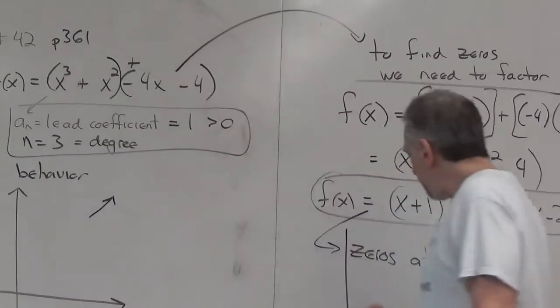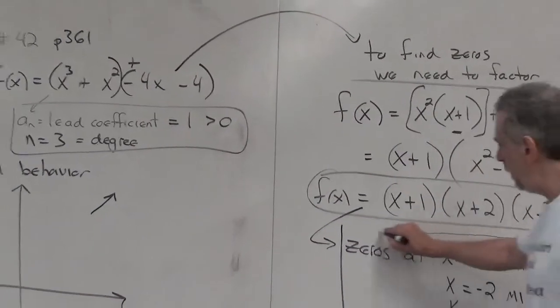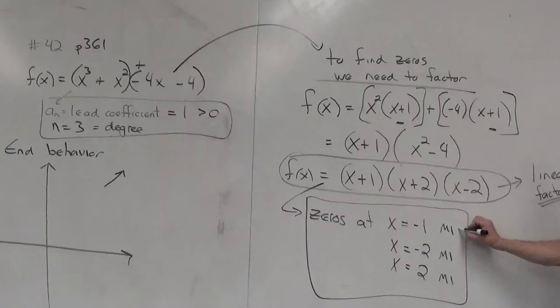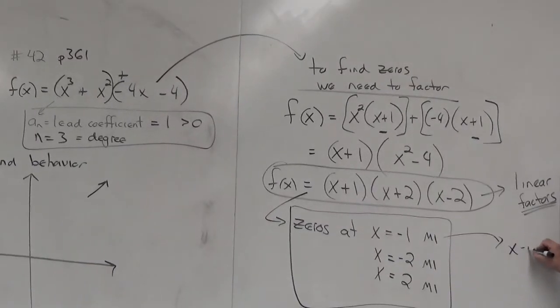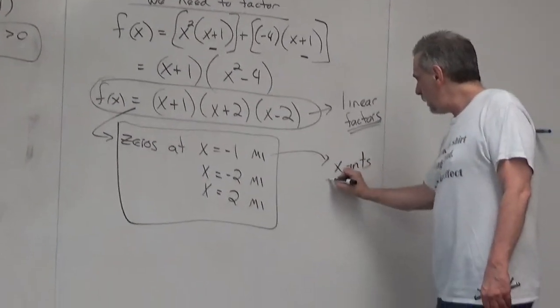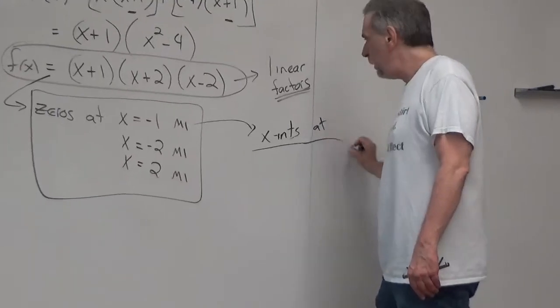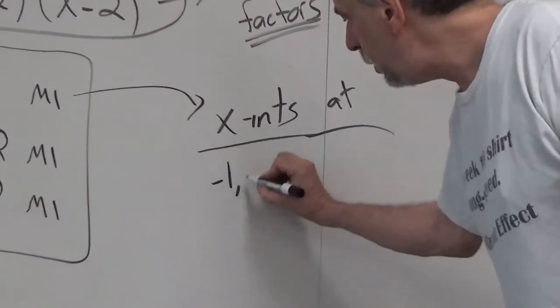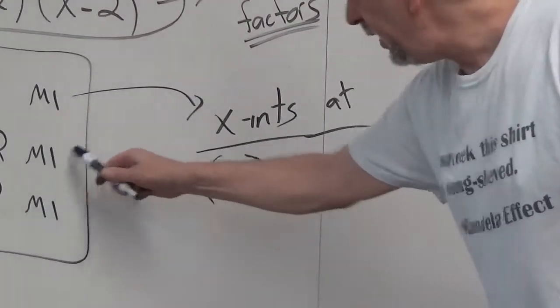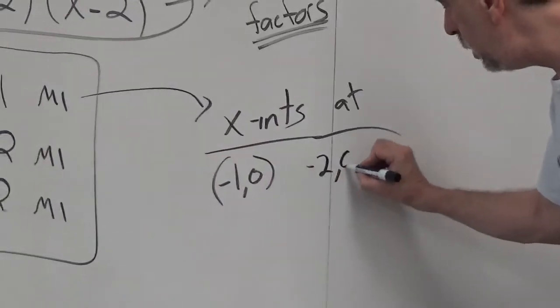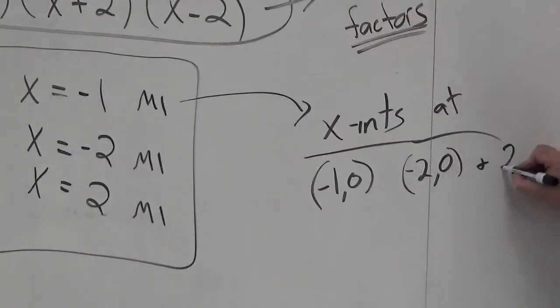So linear factors lead to the zeros, lead to the x-intercepts. X-intercepts at negative 1, 0, negative 2, 0, and 2, 0.